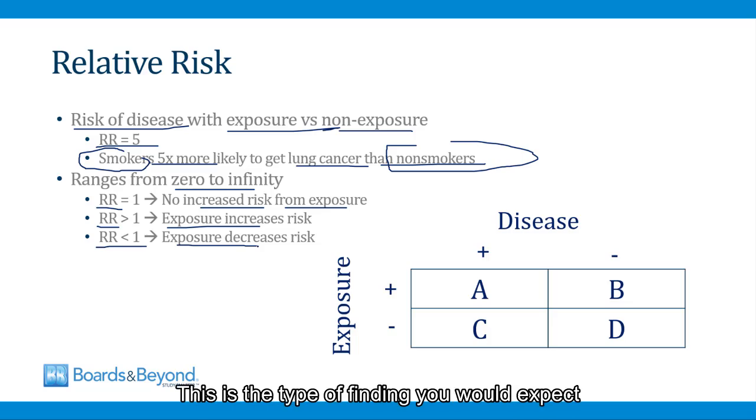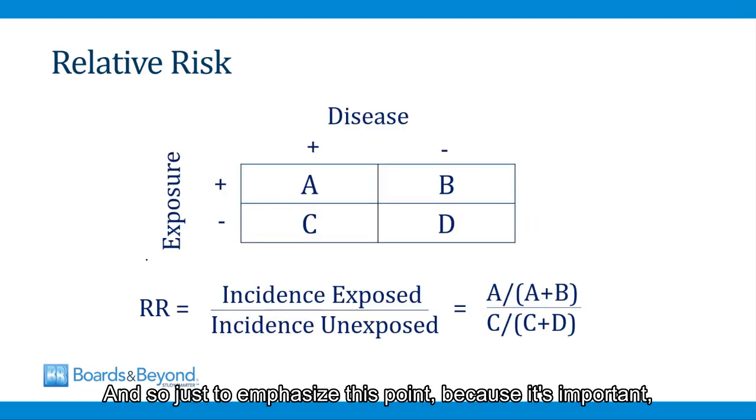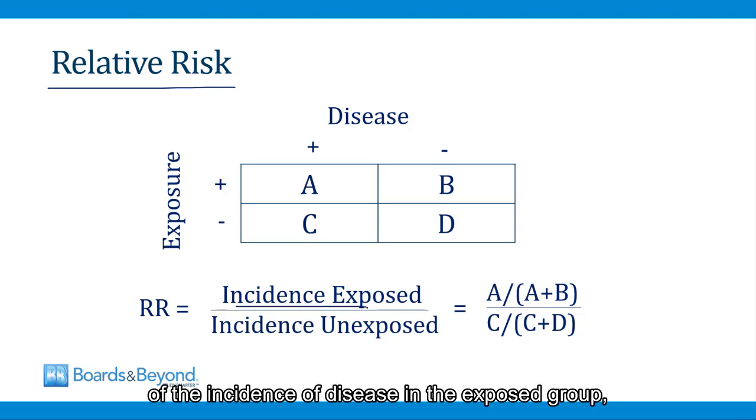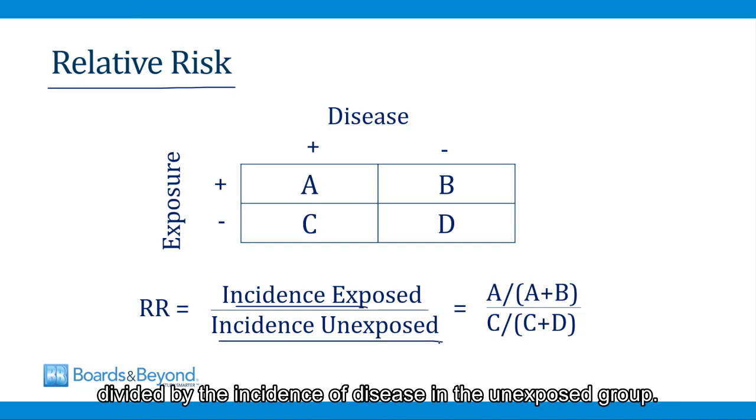This is the type of finding you would expect in a study looking at exposure to exercise and an outcome like heart disease. And so just to emphasize this point because it's important, the relative risk is equal to the ratio of the incidence of disease in the exposed group divided by the incidence of disease in the unexposed group.